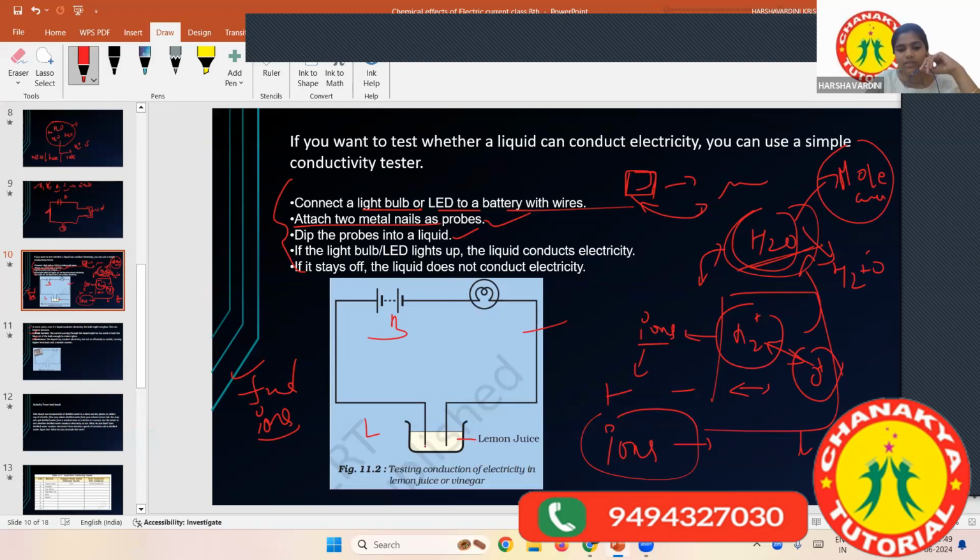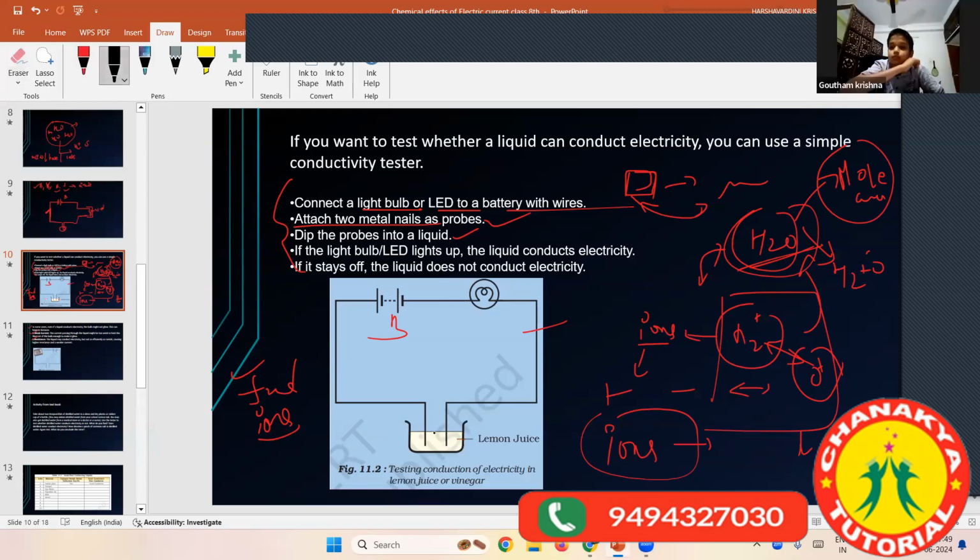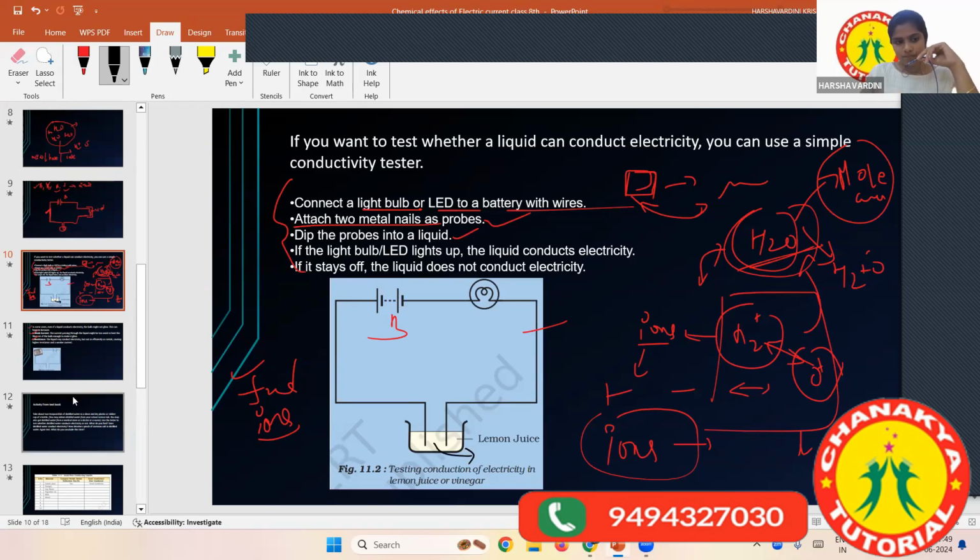Here you can see there is no attachment, but the lemon juice itself is the attachment. Correct. Here the circuit is broken, and the lemon juice is going to act as a connection in the circuit. With this we can test whether the lemon juice is a good conductor of electricity or not.